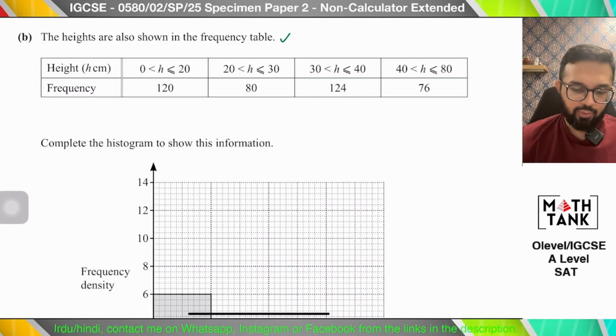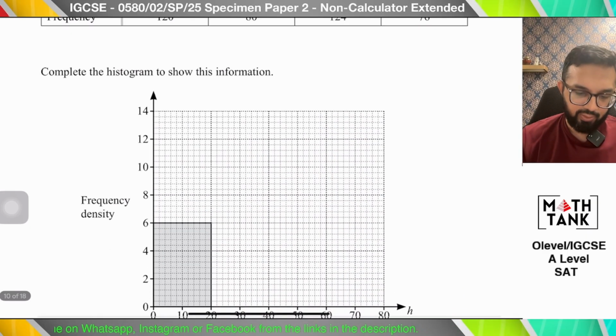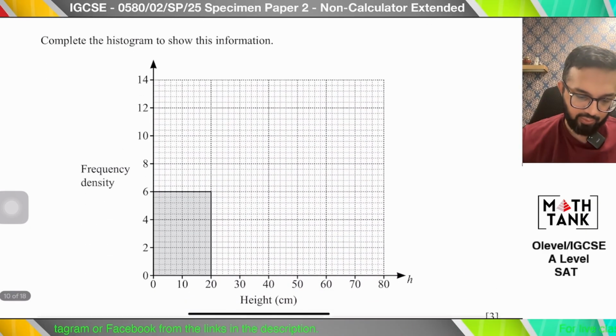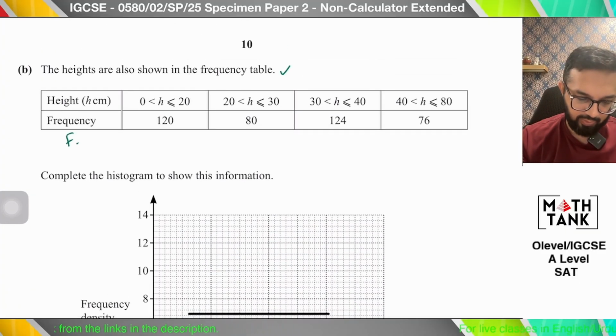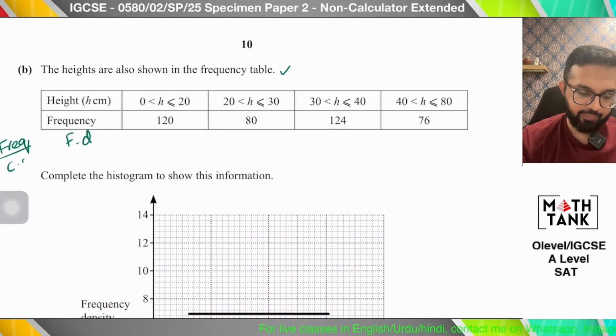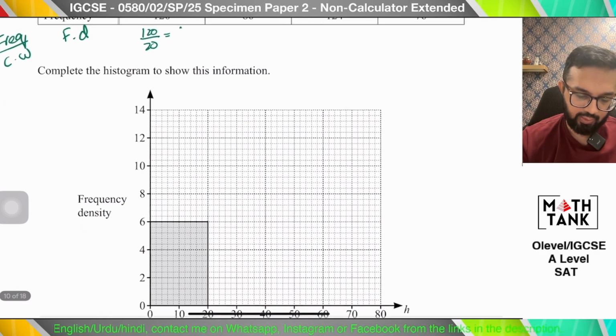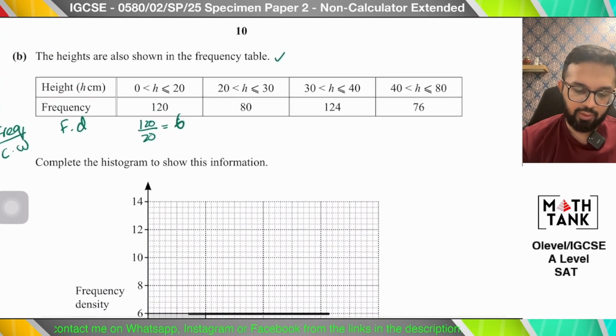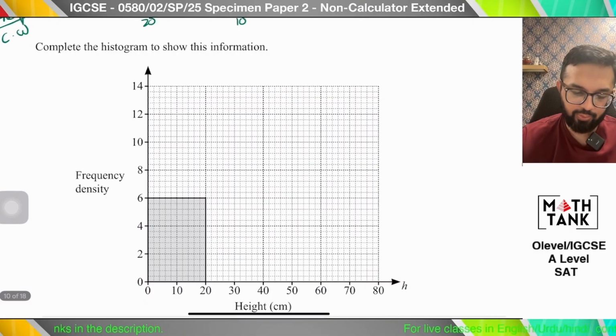Okay, the heights are shown in the frequency table. Complete the histogram to show this information. Whenever you're plotting a histogram, you need frequency density, which is frequency divided by class width. So 120 divided by 20 gives me 6, and that's what's plotted. Okay, frequency is 80, the class width is 10, so 8. So the next bar has to be a height of 8, and it goes up to 30 only.